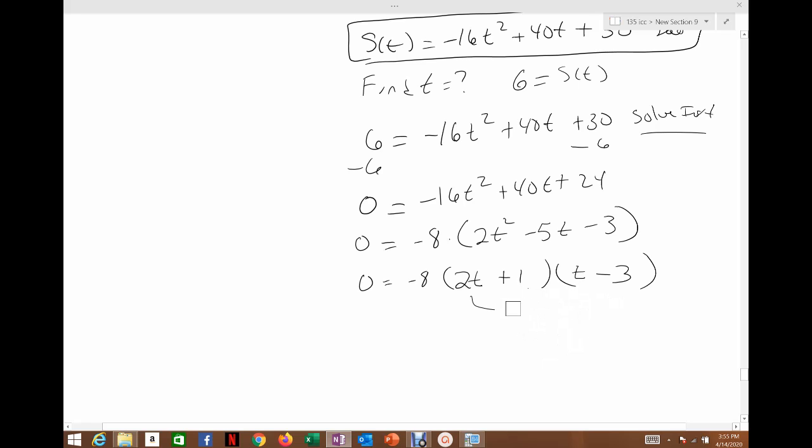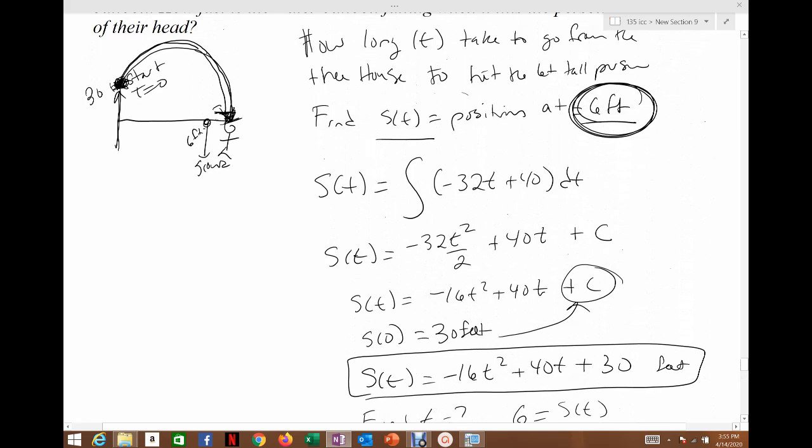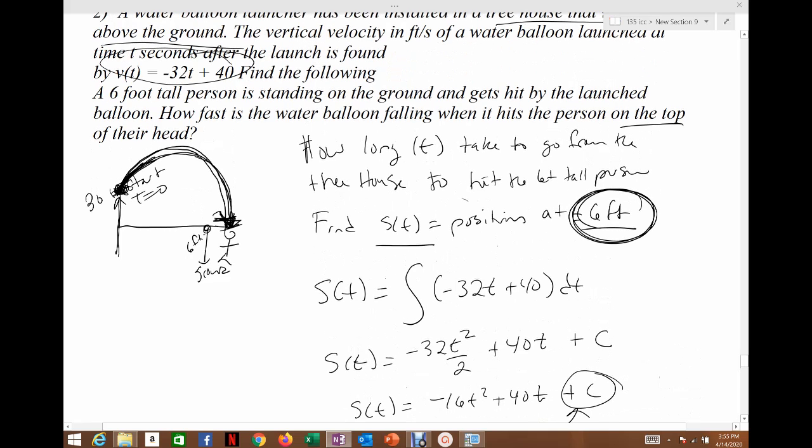Like I said, the quadratic formula would work too. This factor gives me t equals negative 1/2, and this factor gives me positive 3. Negative time doesn't make sense, so the only one that works is 3 seconds. So it takes 3 seconds to go from its launch in the treehouse to hitting the person on the top of the head. That's how long it takes.